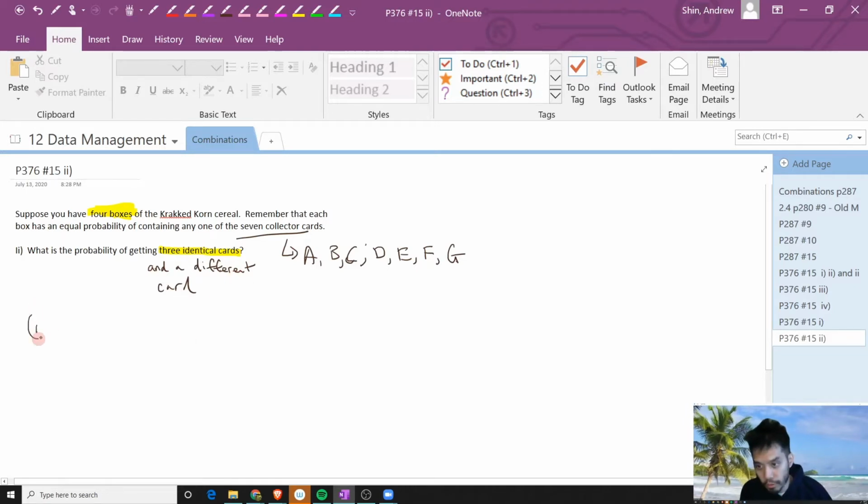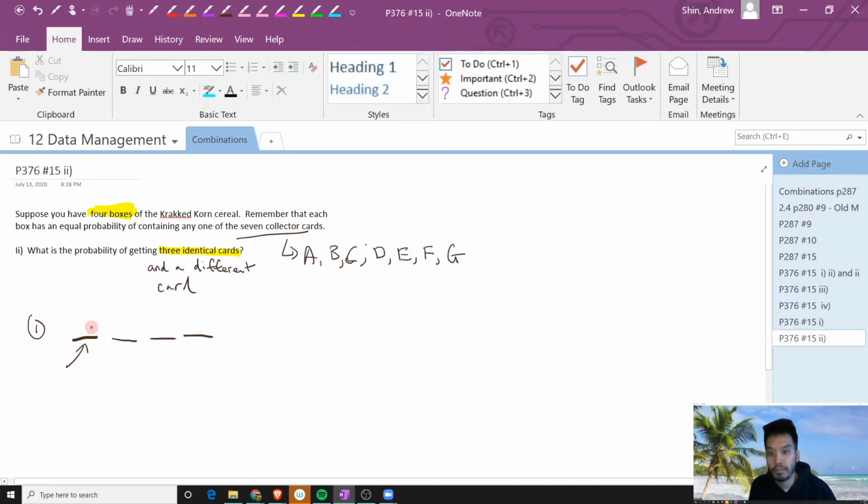So again, we're going to do this in 3 different ways. Here's my 4 different cards. 4 cards here. And I guess we are going to do this with the probability first. So what's the probability of getting any one of these 7 cards? 1 out of 7.